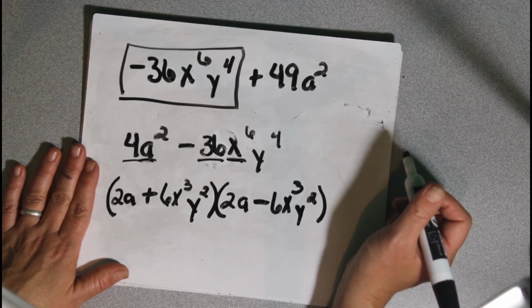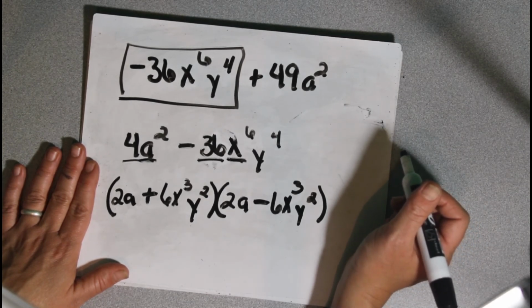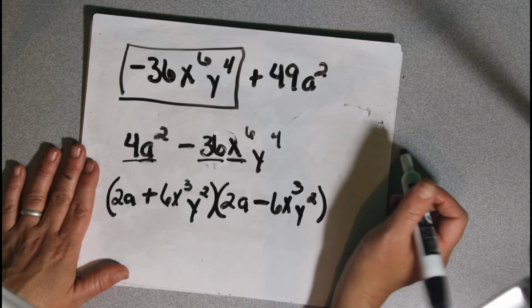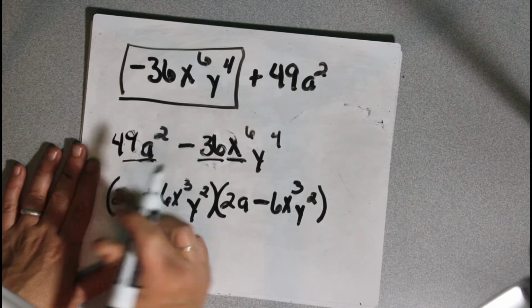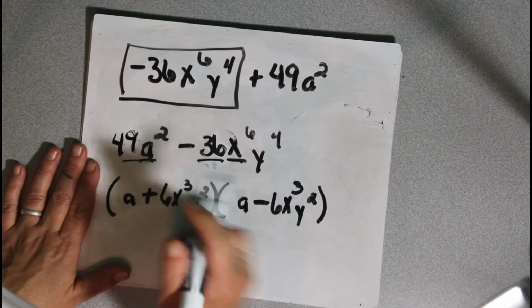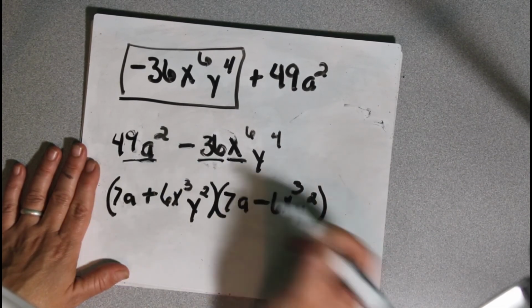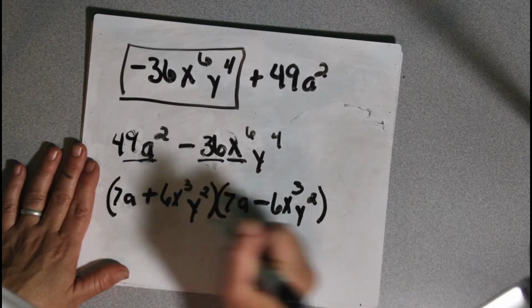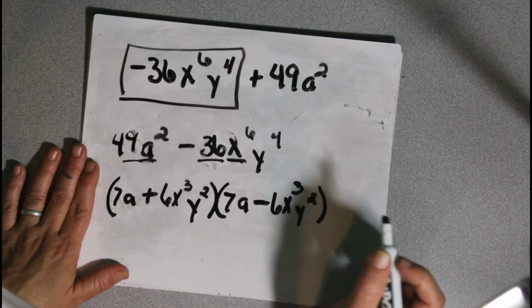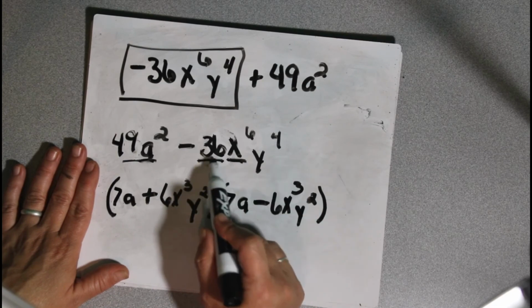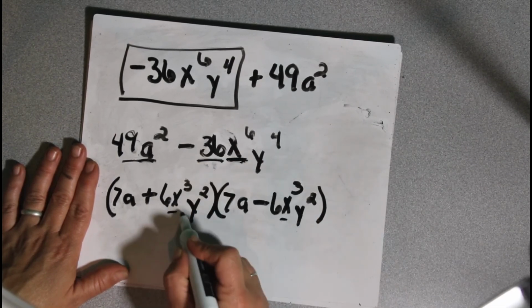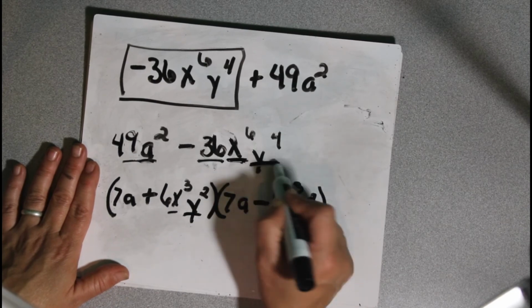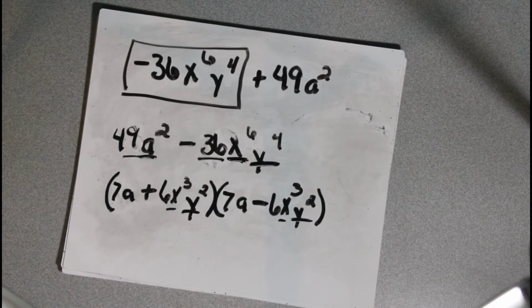So you should have, oh, I put 4 here. That should say 49. And that means that these 2's should be 7's. There we go. 7 times 7 is 49. A times a is a squared. 6 times 6 is 36. X to the 3rd times x to the 3rd is x to the 6th. Y squared times y squared is y to the 4th. All right.